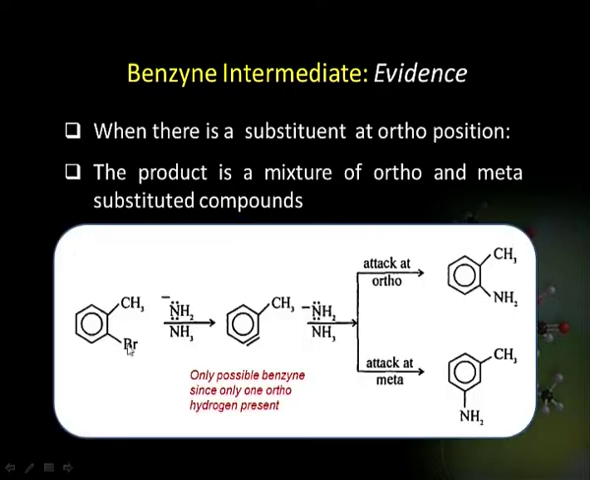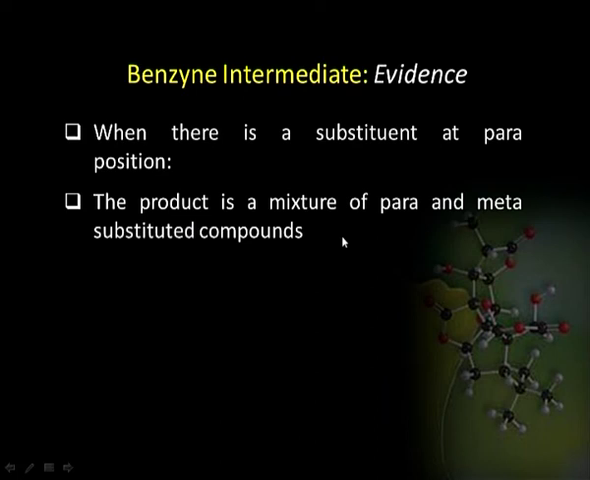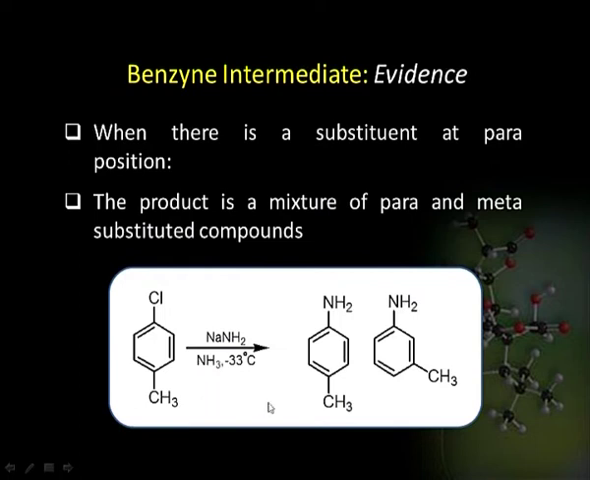This is bromotoluene, which undergoes nucleophilic substitution, forms a benzyne intermediate which is symmetrical in nature, and by attack at ortho we get ortho amino toluene and also the meta product. When there is a substituent at the para position, the product is a mixture of para and meta substituted compounds. So, this is para-chlorotoluene. In presence of sodium amide, it gives again a para and a meta substituted product.